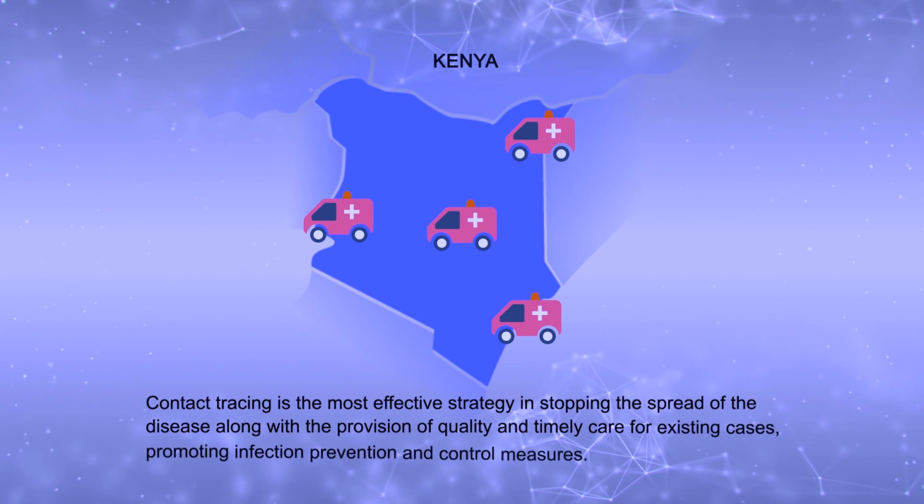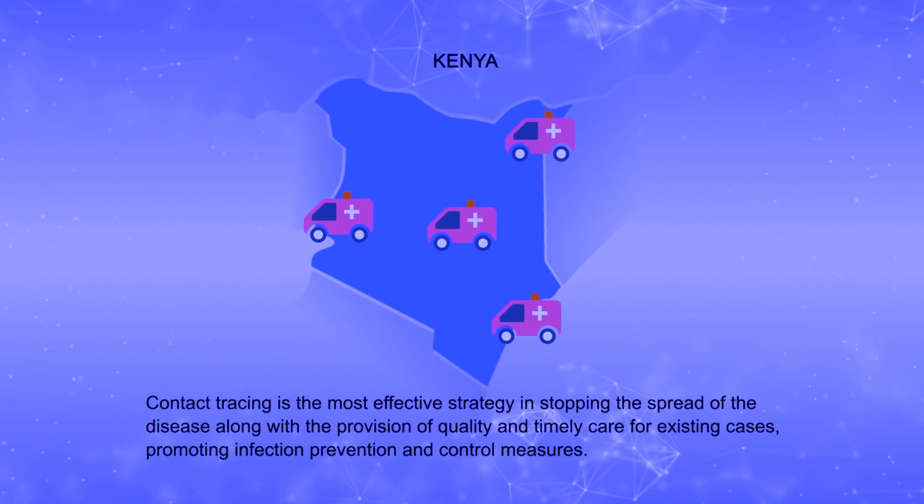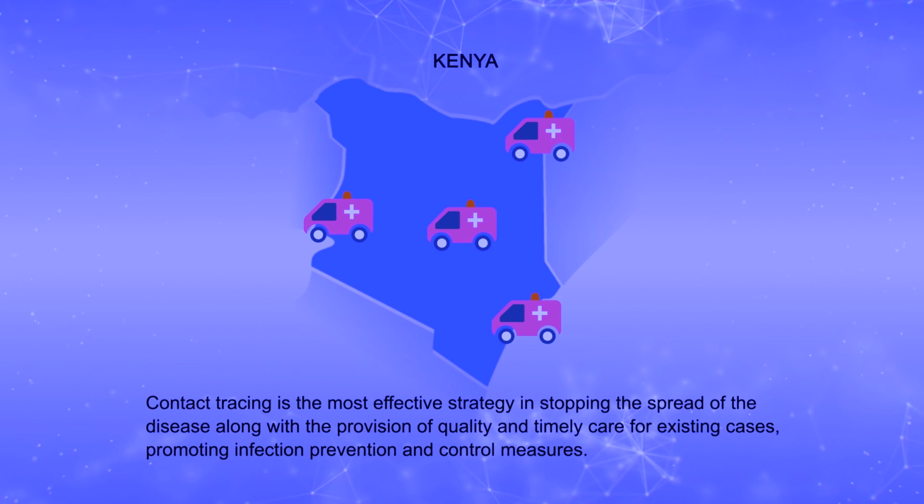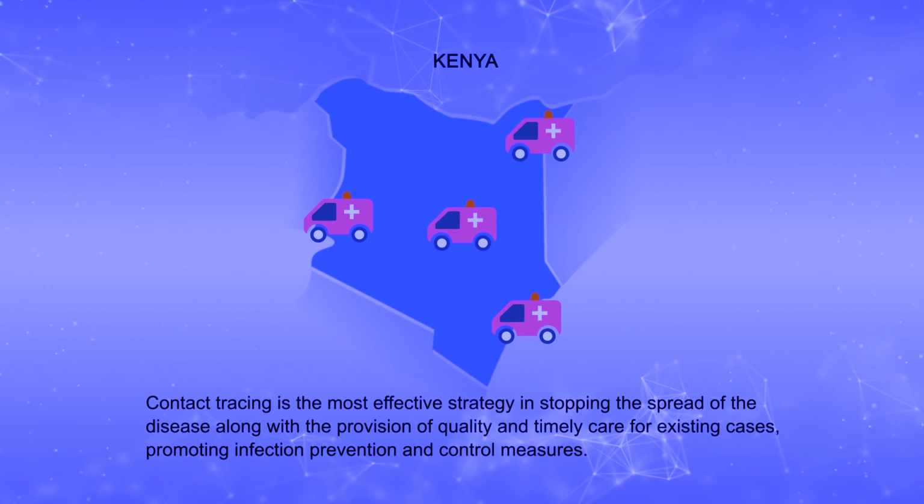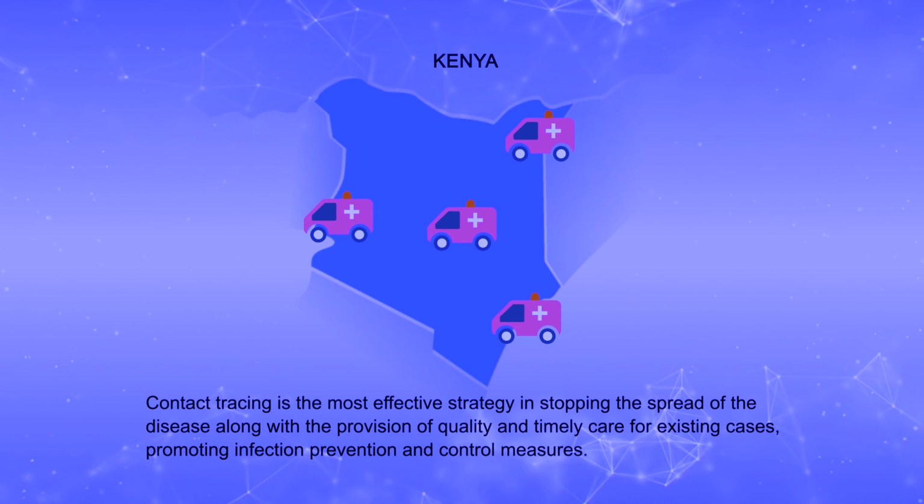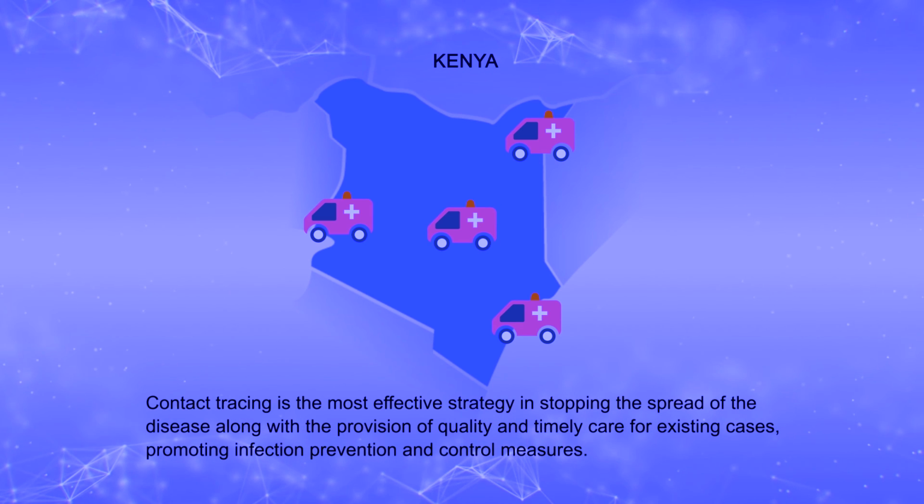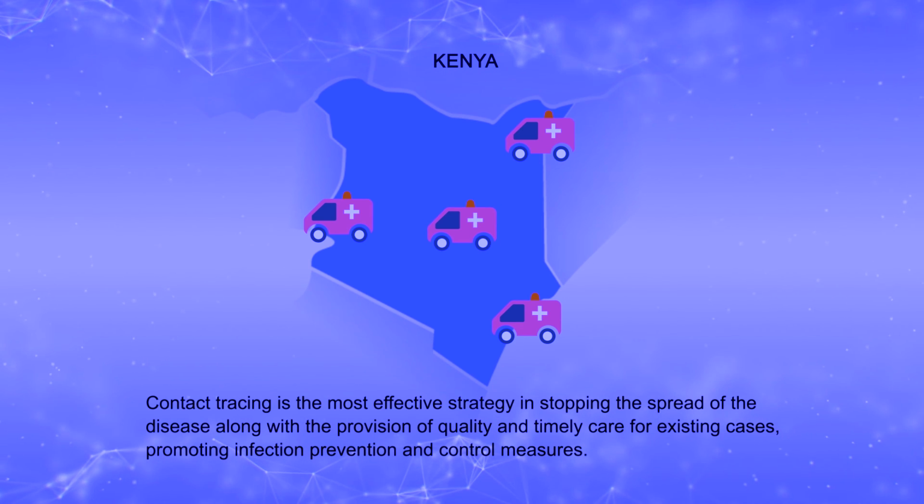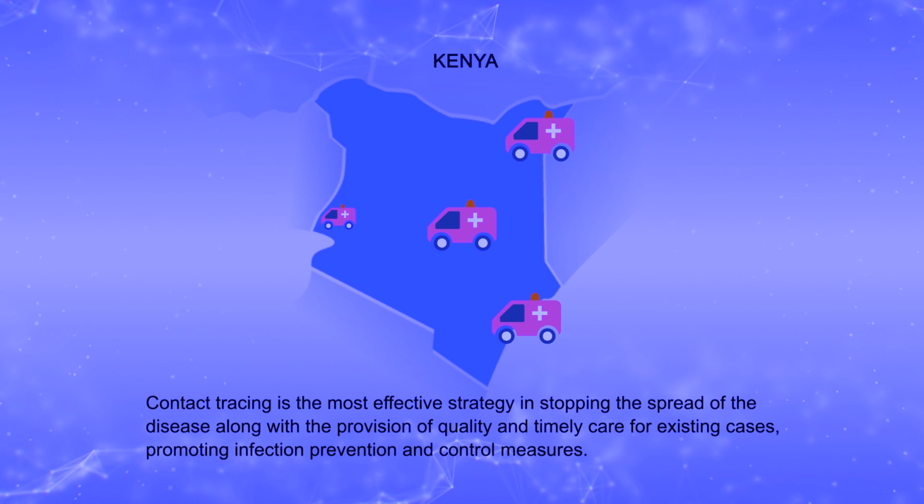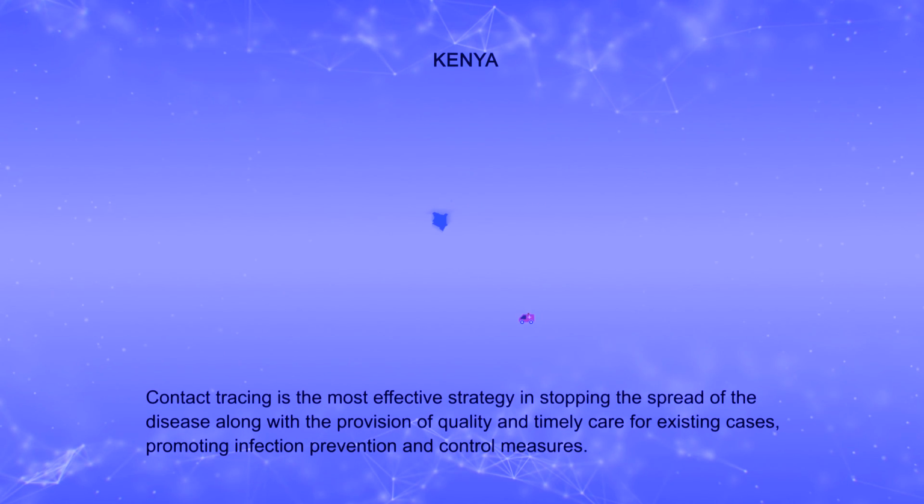Initially, screening travelers into the country was an effective way of keeping COVID-19 at bay. At this point, however, contact tracing is the most effective strategy in stopping the spread of the disease. Of course, this is along with the provision of quality and timely care for existing cases, and promoting infection prevention and control measures.